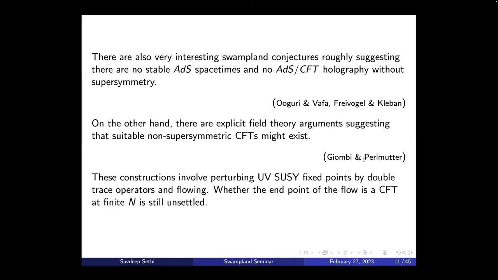They constructed a short RG flow by starting with a supersymmetric theory, deforming it by a double trace operator and flowing. And whether or not that theory results in a non-supersymmetric CFT with a semi-classical gravity dual at finite N is still, I would say, unsettled. So we don't know for sure what's going on. But these arguments are very interesting, and we'll see how they intersect what we talk about here today quite directly. Because this is a top-down construction, so we can see all the details in principle.